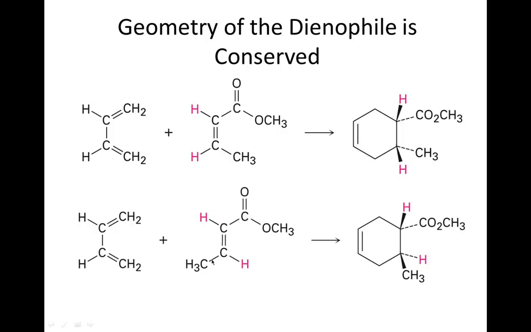Or if they were trans to each other, again, if you think about it flat on a piece of paper, it's a little harder to see, but remember, the dienophile is going to approach from the top or the bottom, so it's okay, it's not in the way. We just connect the ends, and these guys are trans to each other, they stay trans to each other. So it will help a lot if you look at examples to recognize that.